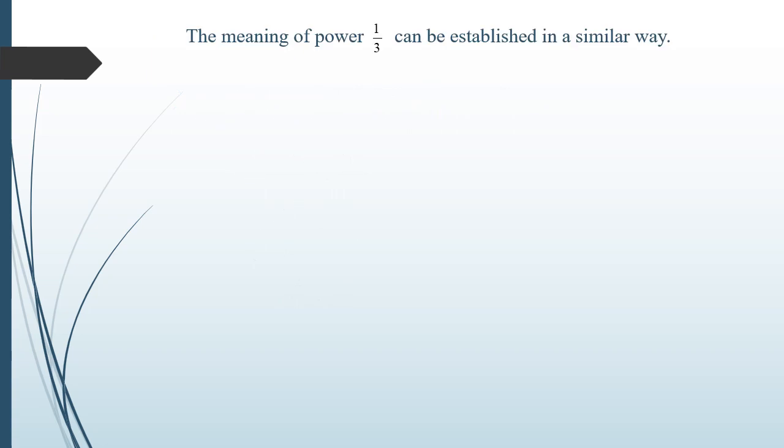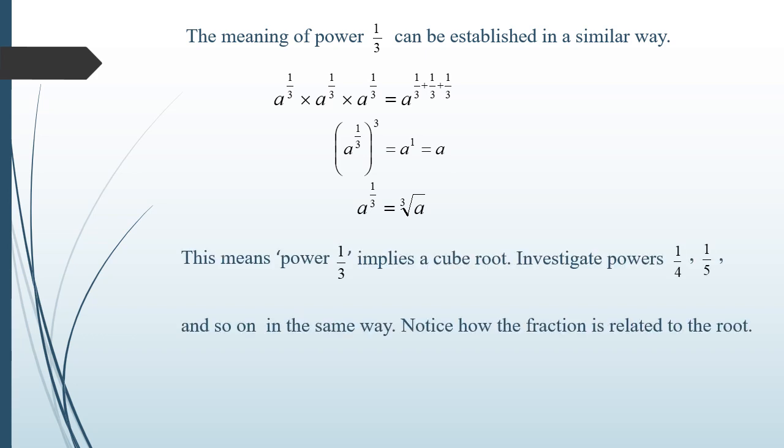The meaning of power 1 over 3 can be established in a similar way. Okay, so a power of 1 over 3 multiplied by 3 times, so we have a power of 1 over 3. If we power it to 3, we get a power of 1, which is equal to a. Means that a power of 1 over 3 is equal to cube root of a. This means power 1 over 3 implies a cube root. Investigate power 1 over 4 and 1 over 5 and so on in the same way. Notice how the fraction is related to the root.